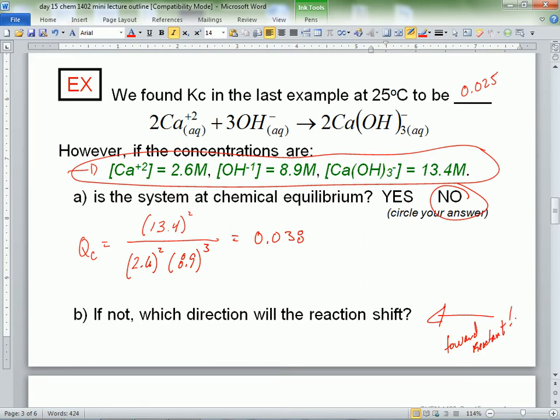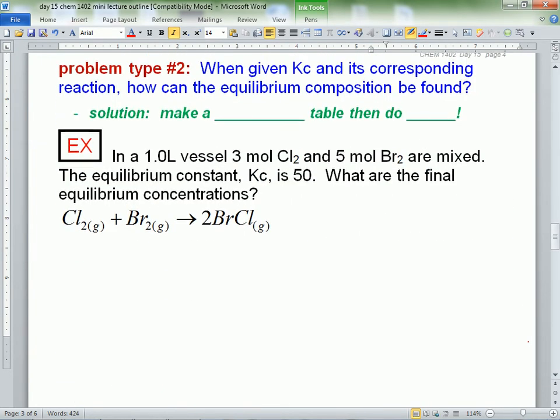Okay. So that's the first type of problem. Not too bad. They give you a Kc, give you a bunch of concentrations, and you determine whether you're at equilibrium or not. The second type of problem. You may not like this one as much. When you're given a Kc and the reaction, and they just want to know what's the equilibrium composition. When you finally reach equilibrium, what are the concentrations of everything? Now that's different than what we did in the past.